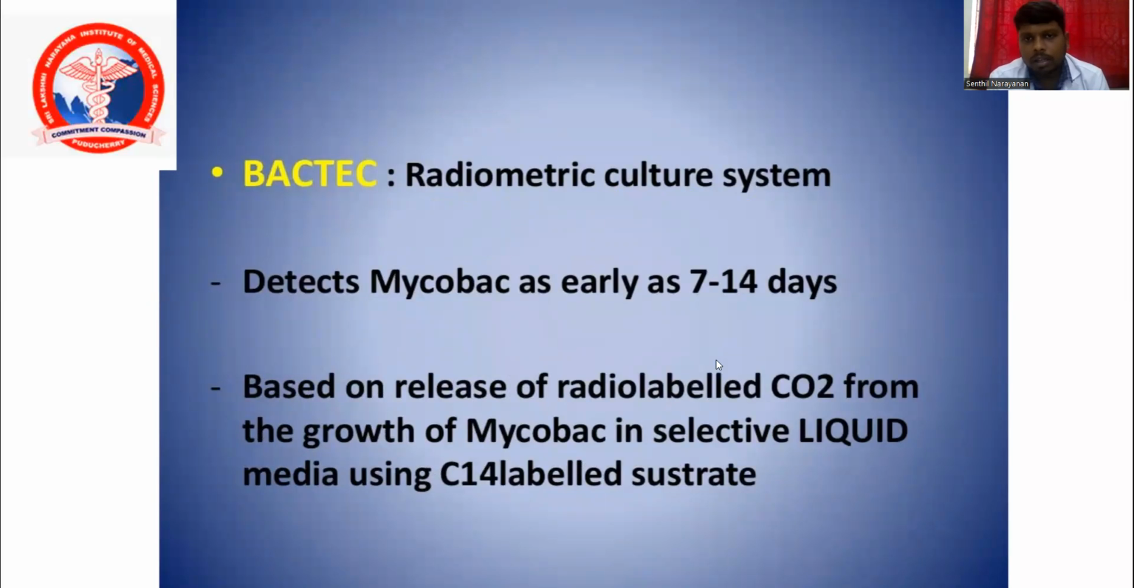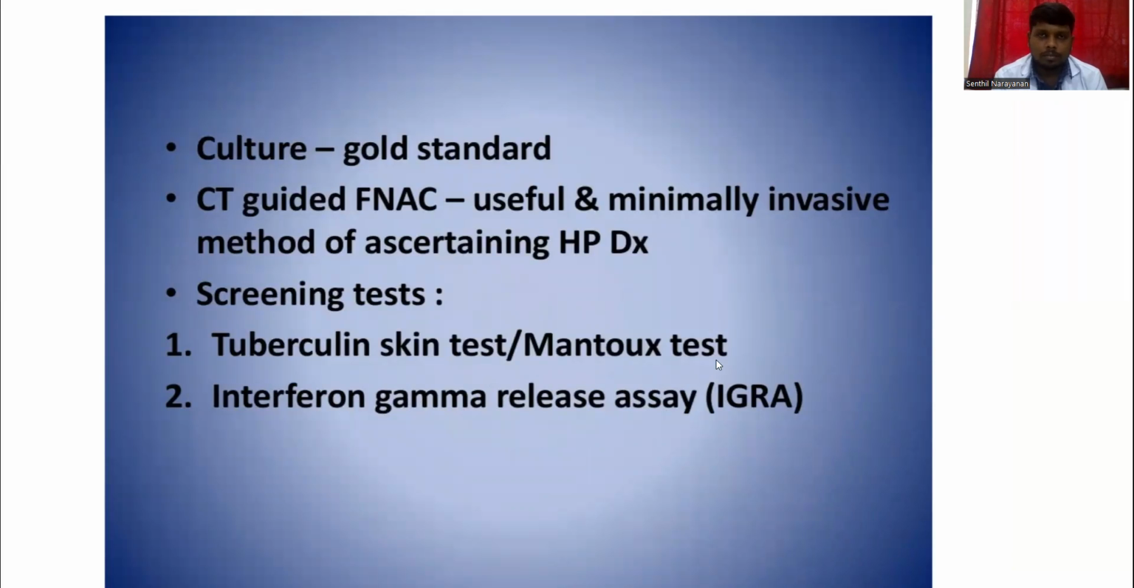BACTEC is a radiometric culture system and detects mycobacteria as early as 7 to 14 days. Conventional culture medium, Lowenstein-Jensen medium, takes 4 weeks, whereas BACTEC, being radiometric, can detect mycobacteria as early as 7 to 14 days. It is based on the release of radio-labeled CO2 from the growth of mycobacteria in the selective liquid media using C14 labeled substrate. So culture is the gold standard. CT guided FNAC is a useful and minimally invasive method of ascertaining pathologies.